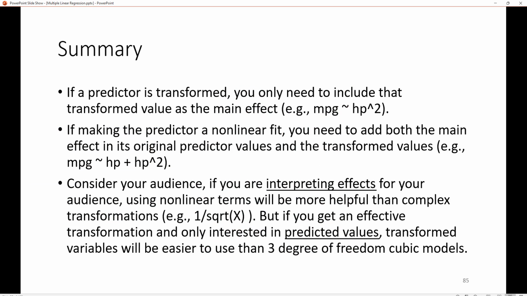In summary, if a predictor is transformed, you only need to include that transformed value as the main effect. If making the predictor a nonlinear fit, you need to add both the main effect in its original predictor values and the transformed values. For example, miles per gallon equals horsepower plus horsepower squared. Consider your audience. If you are interpreting effects for your audience, using nonlinear terms will be more helpful than complex transformations. But if you get an effective transformation and you're only interested in the predicted values, transformed variables will be easier to use than the 3 degree of freedom cubic models.